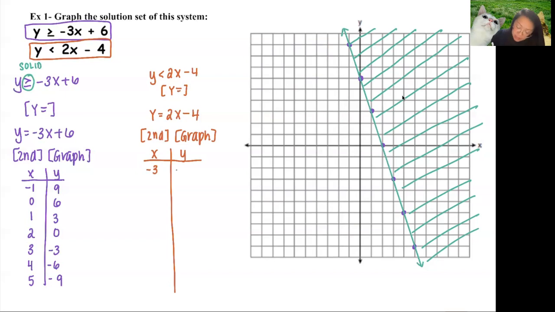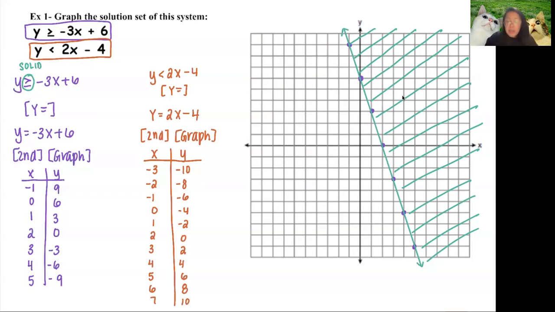-3 gives us -10. If I plug in my calculator, if I look at -2, -2 is going to give us -8. -1 gives us -6. 0 gives us -4. And then 1 is -2. 2 is 0. 3 is 2. 4 is 4. 5 is 6. 6 is 8. And 7 is 10. And that's the last point that's going to fit on this graph.